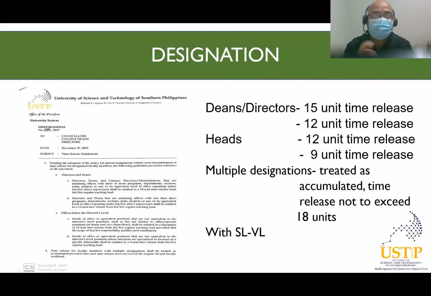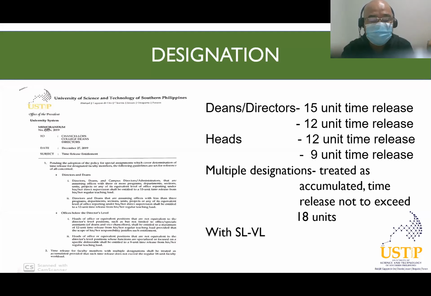Designation. If you are given a designation, kung deans or directors, ang time release ana, meaning wala kay, no, if free ka from your teaching load, 15 unit, no? Or there are times nga 12 units siya, kung below, murag, dili kayo dagan ang trabaho, no, as director or as dean. Four heads, maximum of 12 units, sometimes 9 units, depende sa kusgon, no, sa imong trabaho.